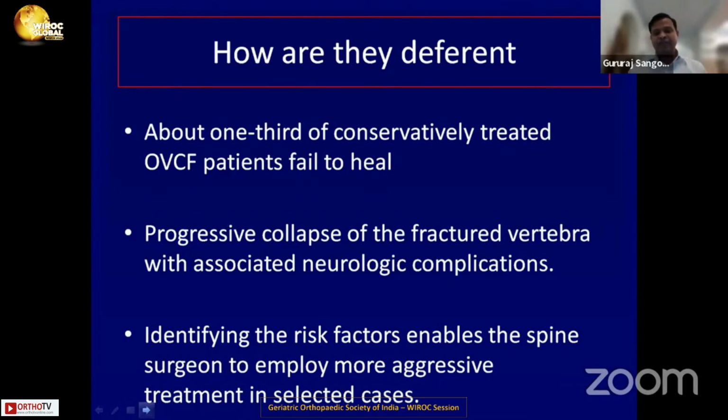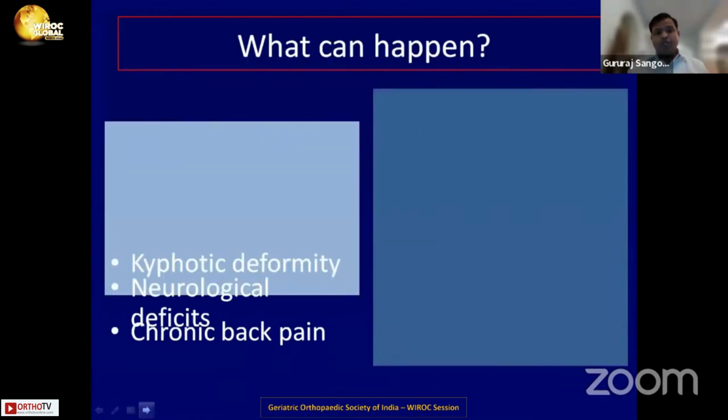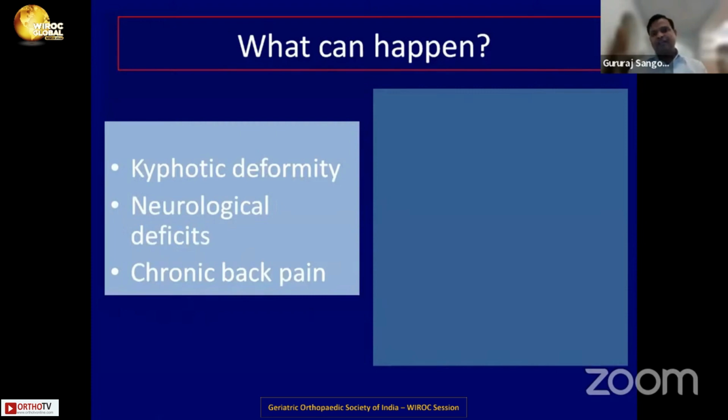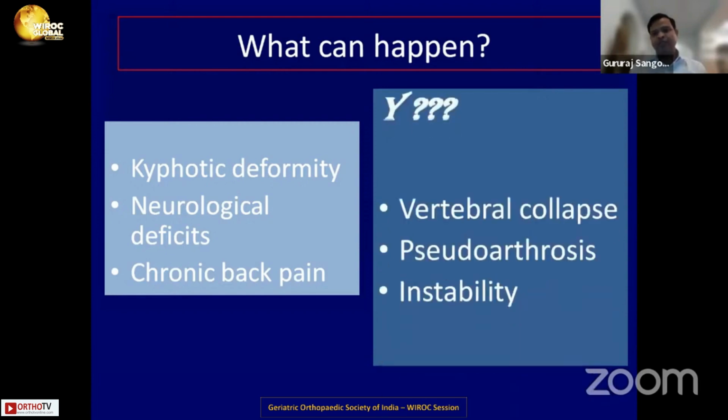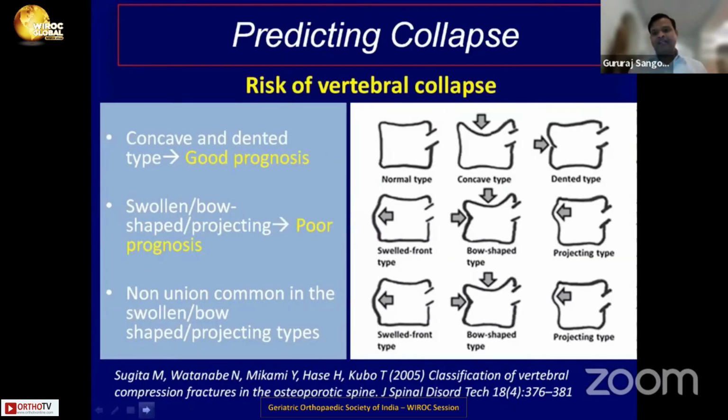Identifying the risk factors enables the surgeon or the physician to treat them more aggressively and follow them up more aggressively. So what happens? Actually, they develop kyphotic deformity, they develop neurological deficits, they develop chronic back pain. Why do they develop? Because the vertebra collapses progressively. It develops pseudoarthrosis. Along with that, it develops instability. We can predict this at the first visit of the patient in the OPD.